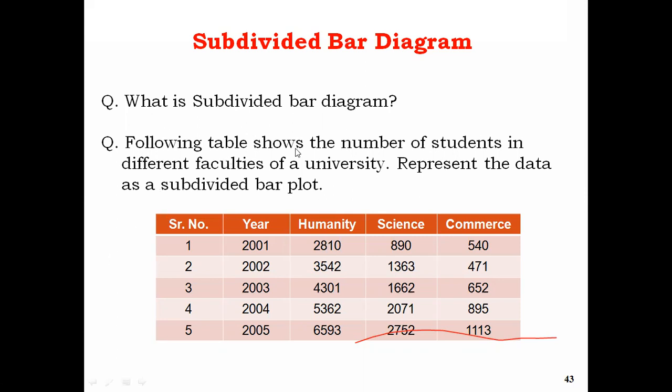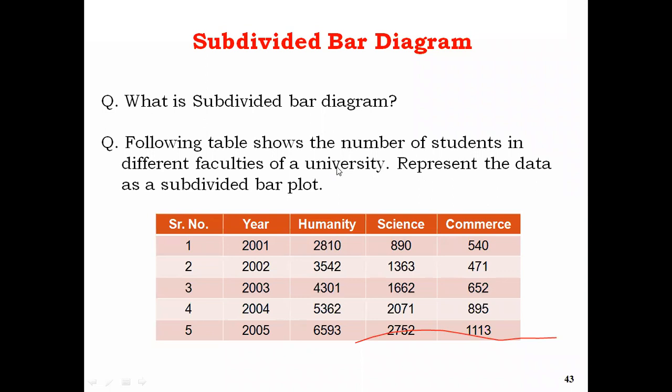This table shows the number of students in different faculties of a university. Then represent this data as a subdivided bar plot. I have given it here only for this year; you have to show it within this bar. Suppose we are considering the years 2001 up to 2005. For each year you just have to show humanities, science and commerce.